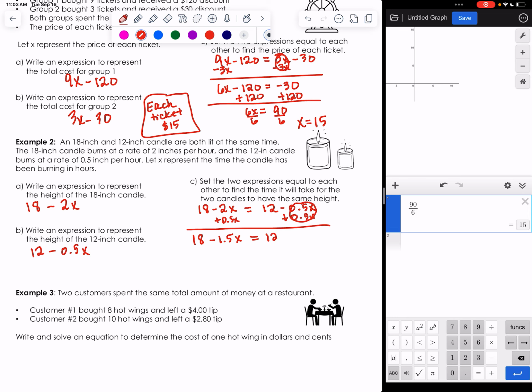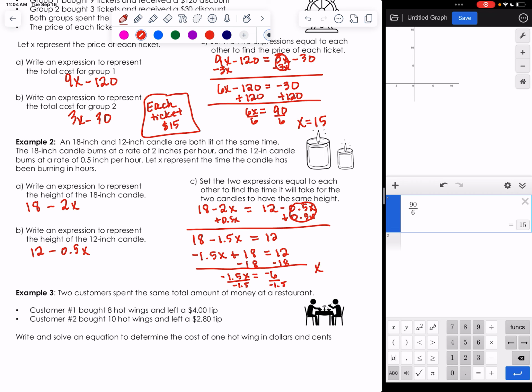All right. Now, if it makes you feel more comfortable, you can rewrite this problem like this: negative 1.5x plus 18 equals 12. You don't have to do that, but I think it helps a lot of students when they're first learning these. So we're going to have to subtract 18 and then divide by negative 1.5. So I'll subtract the 18, and that would give me negative 1.5x equals negative 6. And then we'll divide both sides by negative 1.5.